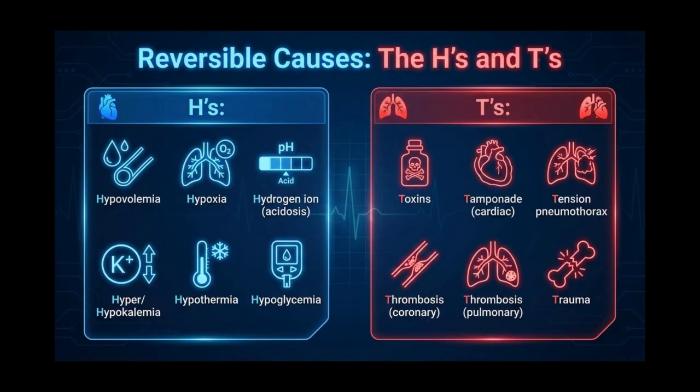H's and 6 T's. These categories encompass hypovolemia, hypoxia, hydrogen ion (acidosis), hyperkalemia and hypokalemia, hypothermia, hypoglycemia, toxins, cardiac tamponade, tension pneumothorax, thrombosis, either coronary or pulmonary, and trauma.